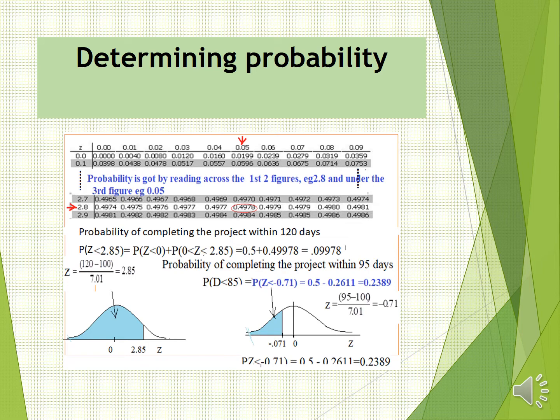So this is not what we want. What we want is shaded, i.e. below negative 0.71. And therefore, we have 1/2 or 0.5 minus 0.2611. This will give us the answer as 0.2389. So you can practice with that table to read various probabilities for various values of Z.